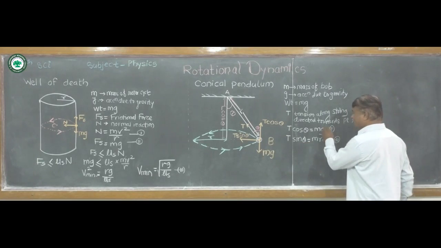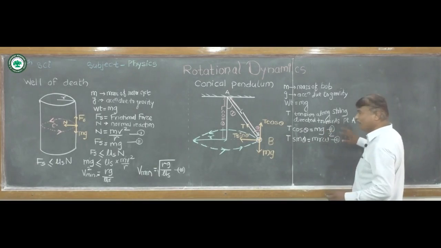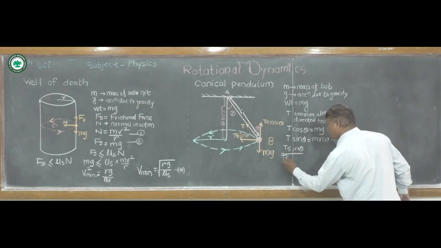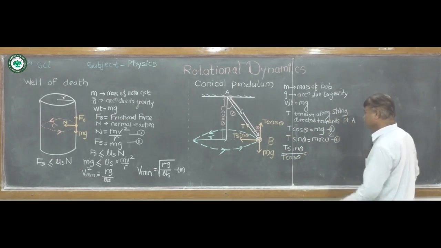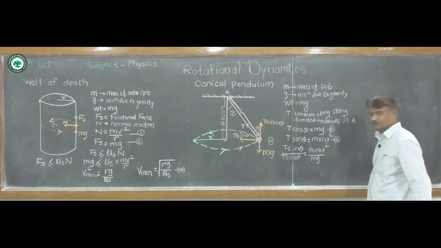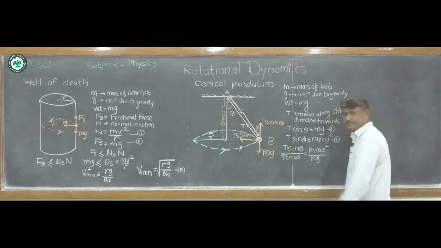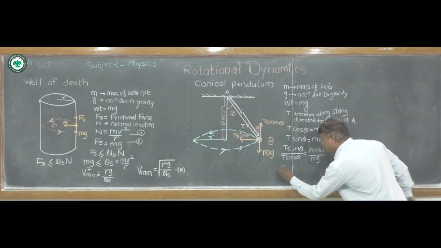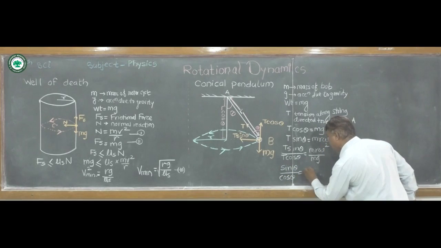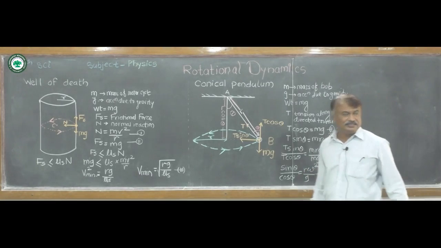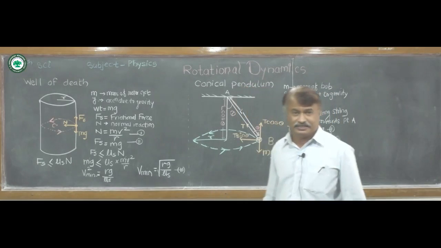Now divide equation 2 by equation 1. By dividing equation 2 by equation 1, we get T sin theta upon T cos theta equal to m r omega square upon mg. Now T gets cancelled and m and m also get cancelled, and the remaining is sin theta upon cos theta equal to r omega square upon g. This is equation 3, which is in terms of angular velocity.